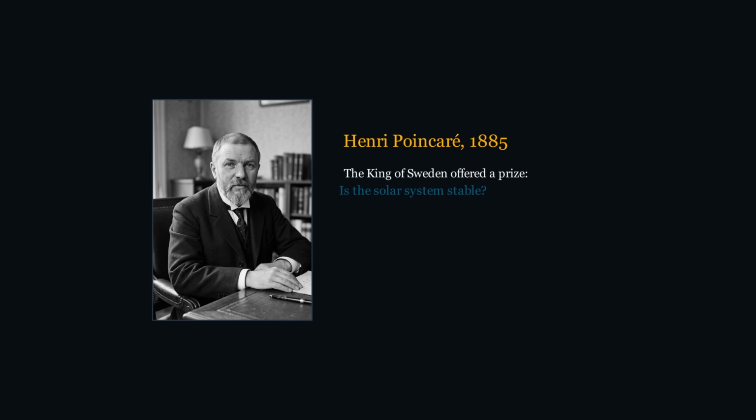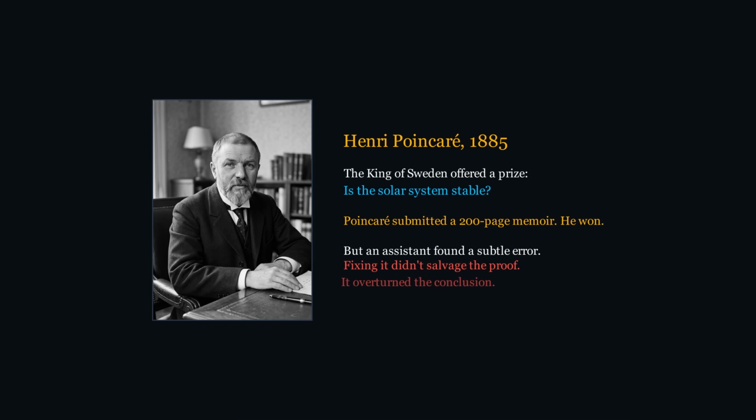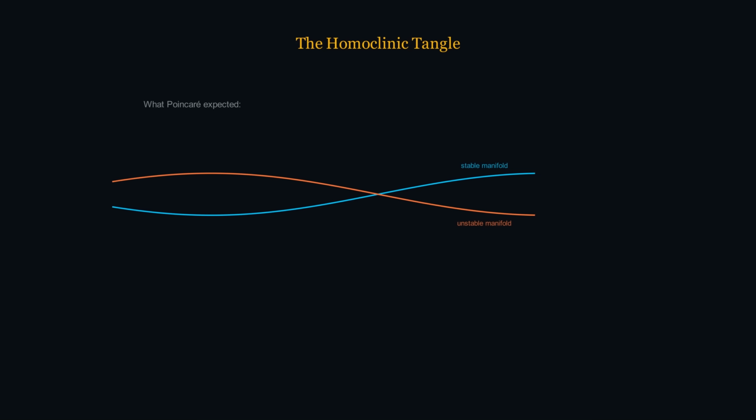In 1885, the King of Sweden offered a prize for resolving the n-body problem, proving whether the solar system is stable or whether planets could eventually be ejected into deep space. Poincaré submitted a 200-page memoir and won. But before it could be published, an editorial assistant named Lars Phragmén noticed a subtle error. When Poincaré went back to correct it, he realized the mistake wasn't minor at all. Fixing it didn't salvage the proof, it overturned the conclusion. What emerged from that correction is now known as the homoclinic tangle.